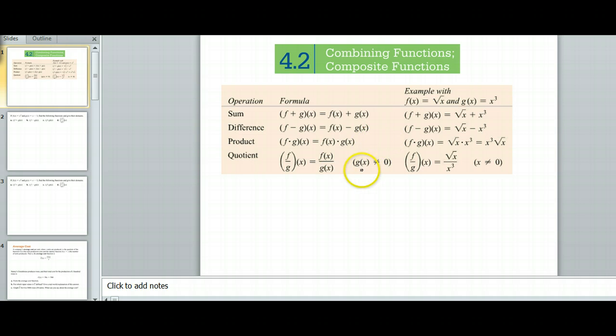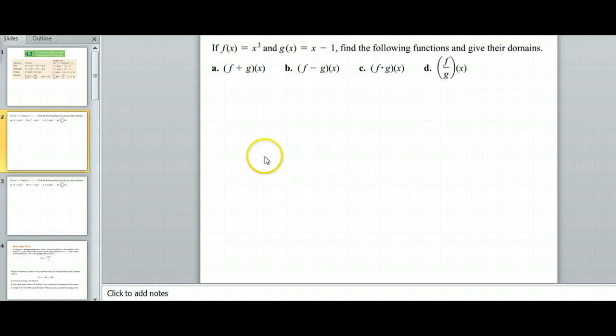wanting here. A lot of times they'll ask us for the domain of these things, so we have to understand the domain and how the domain works after we do the operations, because that's where they're going to want the domain done from. So just for an example, if f of x equals x cubed, and g of x equals x minus 1, we want to find these following functions. So I'm going to put a couple of them on this first one, then go to the next one.